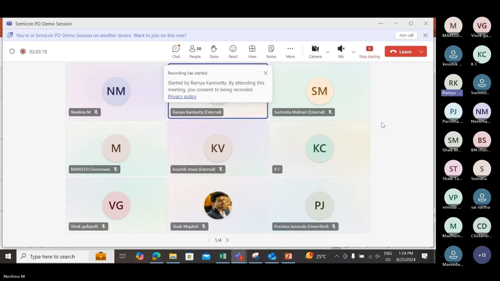Do you have a tie-up with Tata Semiconductor industry? As of now, no.